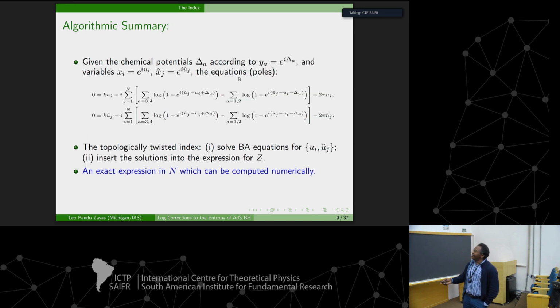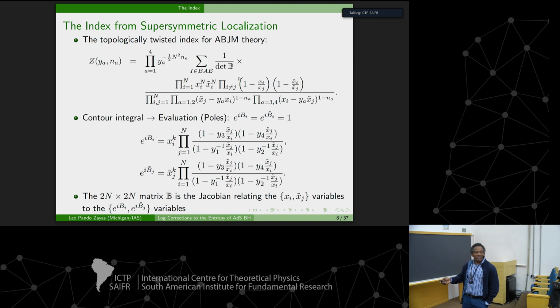This expression is exactly in n. So I can compute for n equal 2, 3, for any n. But I want to connect with gravity, so I want to push this computation as far as I can to be sure that I'm comparing with the supergravity regime. Okay. Any other question?